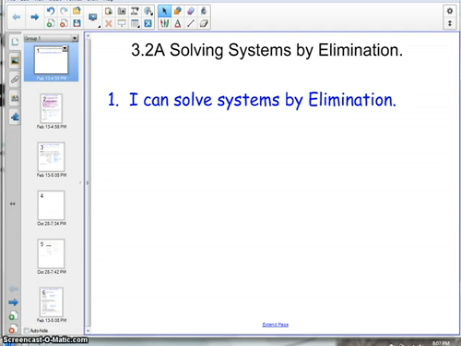Okay, so today we're going to use solving systems of equations using elimination. We talked about in our last lesson how to solve systems of equations using substitution, and so we're going to try using the second method.